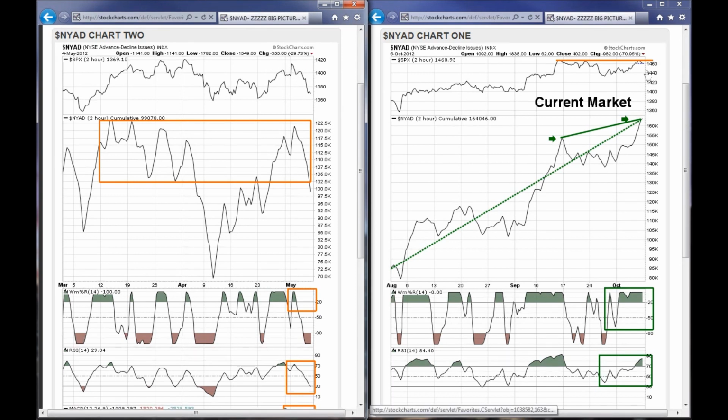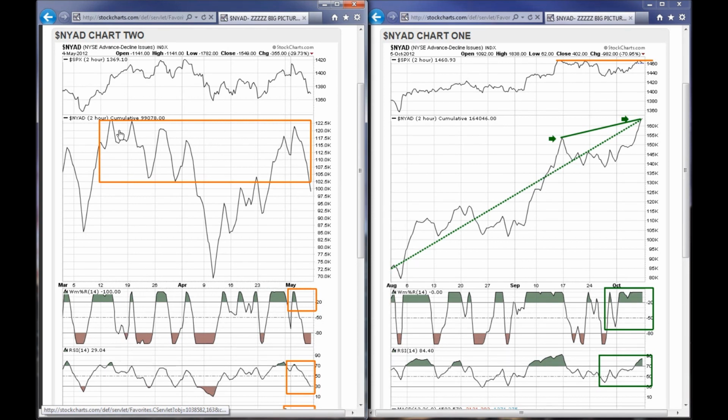On the right side, we have the present day. This is the S&P 500 at the top. This is the closing price on Friday, October 5th. What we'll be comparing here is the New York Stock Exchange Advanced Decline Line, which is a measure of market breadth. You take the number of advancing issues on the NYSE and you subtract the number of declining issues. A healthy market has broad participation. A weak market tends to have narrow or narrowing participation.